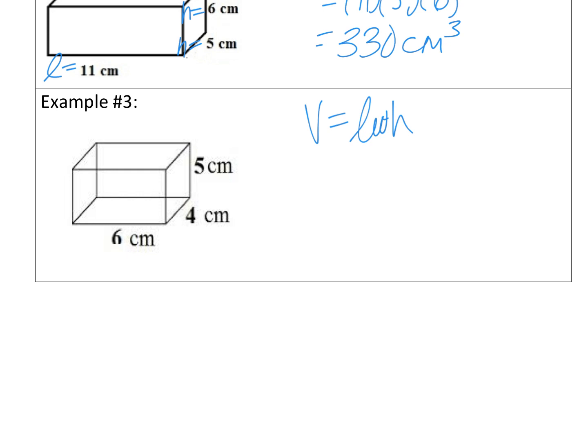All right, hopefully you had a chance to try this now. So what we should have done here, for our length, it was 6, for our width is 4, and our height was 5. Again, it doesn't necessarily matter which order you put them in, but that is how I would describe those. When you multiply them together, you get 120 centimeters cubed.